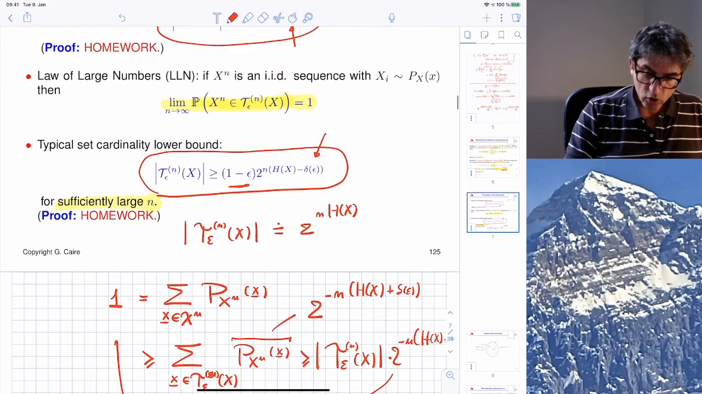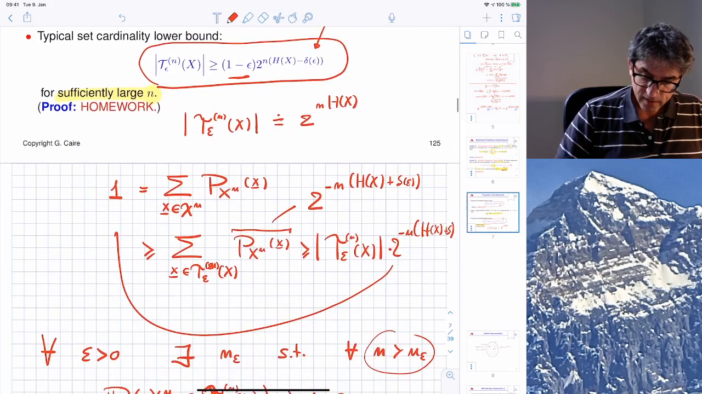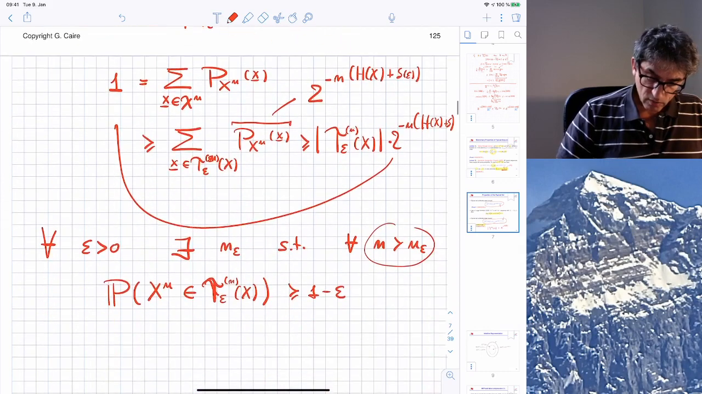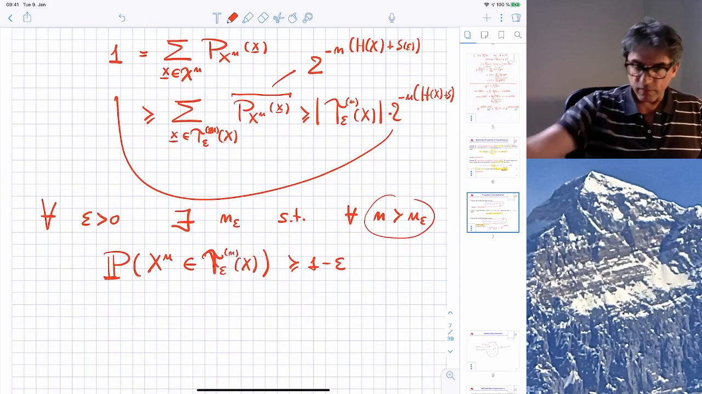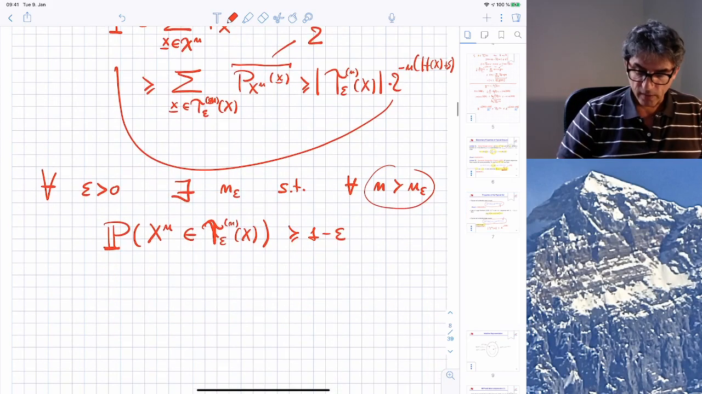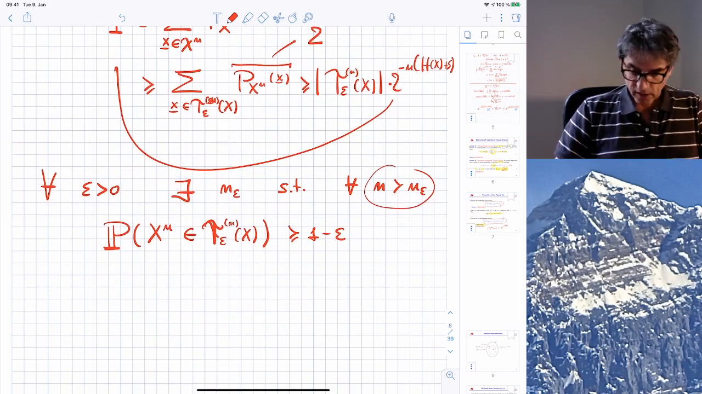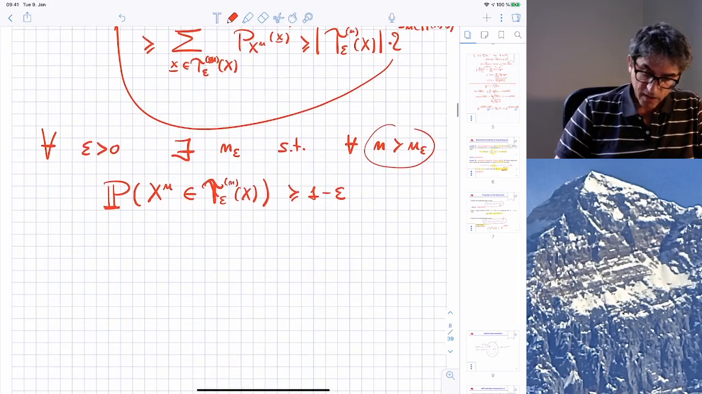Because if this goes to 1, it means that at some point, for sufficiently large n, the value of this probability will be sufficiently close to 1. Okay? So that's just a definition of limit. And now we can simply write this probability explicitly.